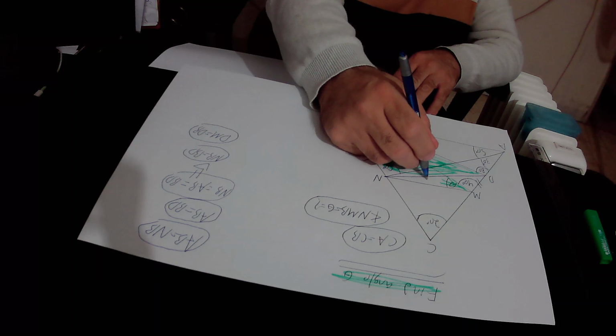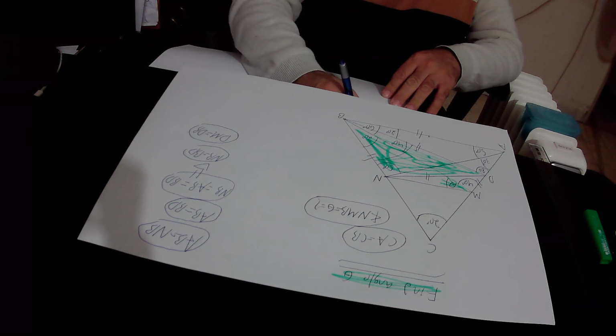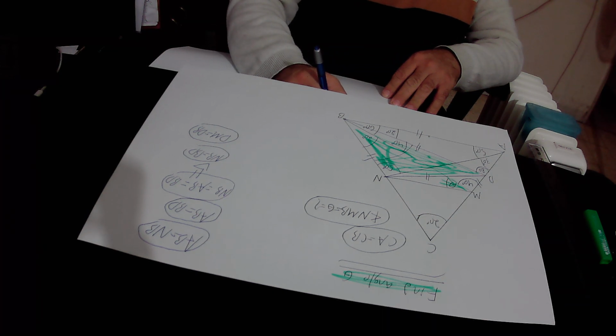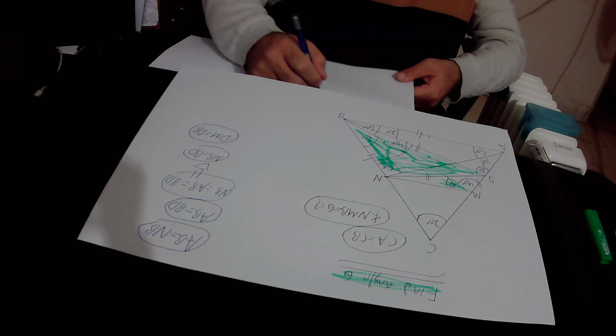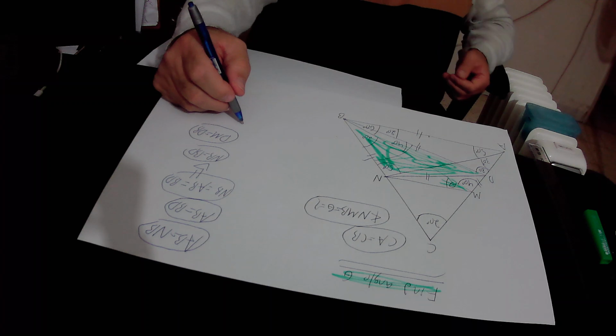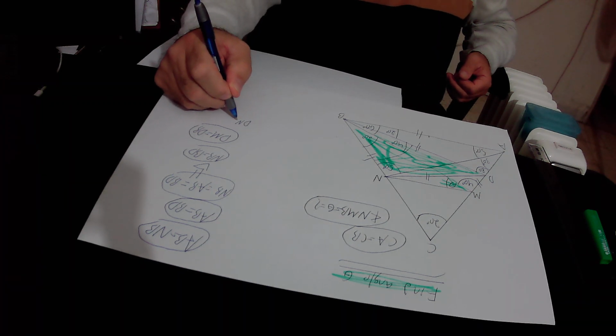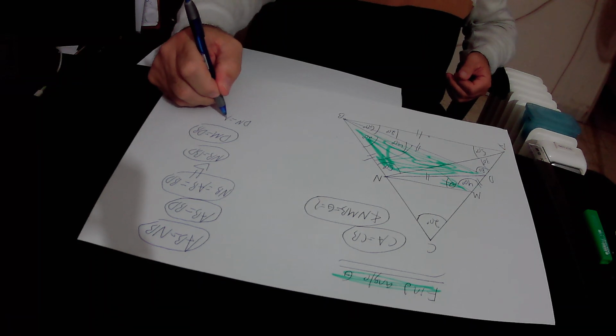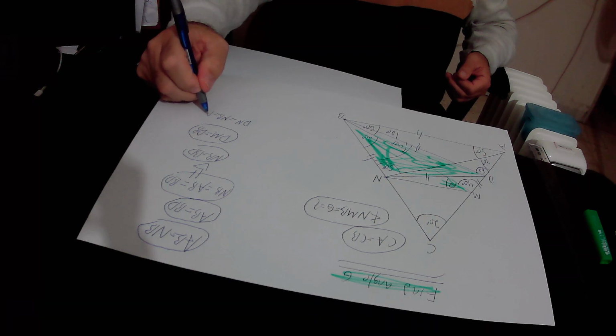Side DN equals side NB equals side DB. DN equals NB equals DB, the green equilateral triangle, triangle NBD.